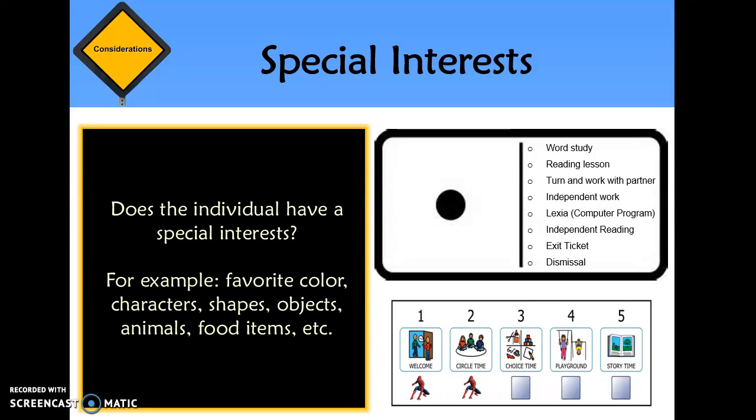And also, we have to consider our student's special interests. Does the individual have a special interest? For example, do they have a favorite color, characters, shapes, objects, animals, food items, etc.? Because those should be embedded into their schedules. That would be a very big motivating factor, and it will allow the individual to be able to interact with the schedule better. These are some considerations, some things that we must consider before implementing visual schedules.